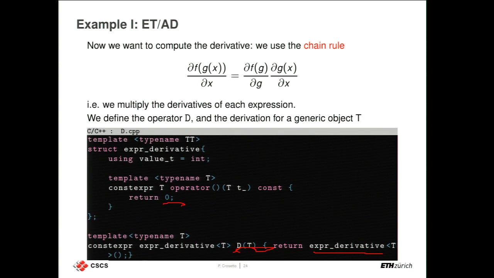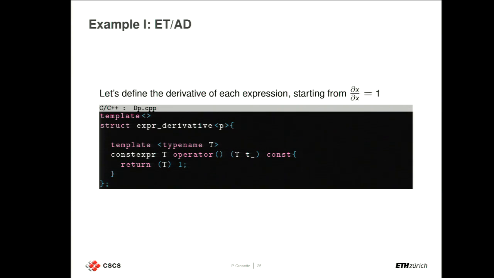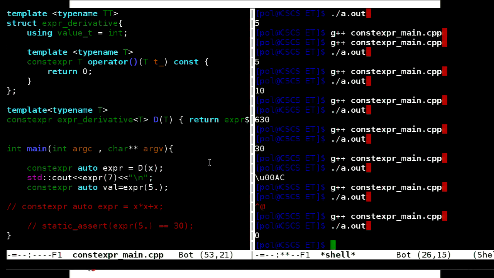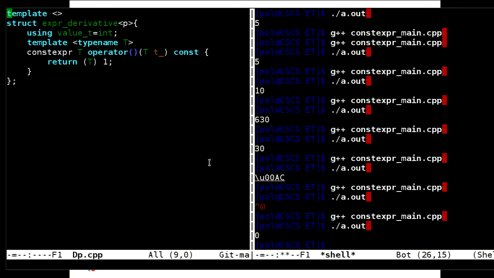For this reason, we have to specialize, first for our variable. If I pass X to the expression derivative, I want it to return 1. So adding this to the code.